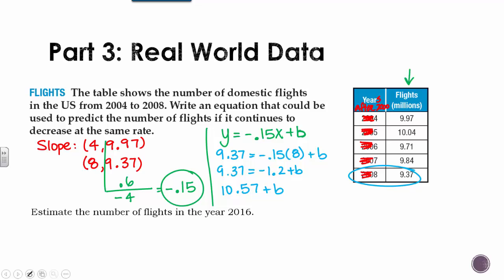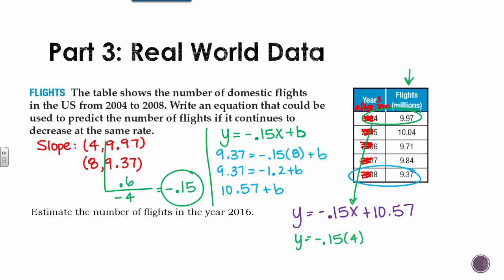Now, instead of just blindly trusting that we did our math right or that we picked right, remember that all of these points are on the line. So we can pick another point and plug it in and it should work. Like if I pick this point right here, that means if I plug in 4, I should end up with 9.97. And let's quick check it. We know this is -0.6. And if you do that, you end up with 9.97, which is what this point says.